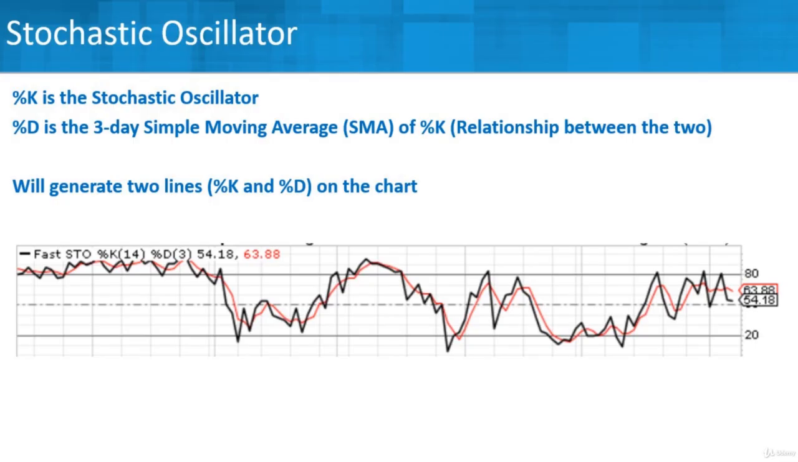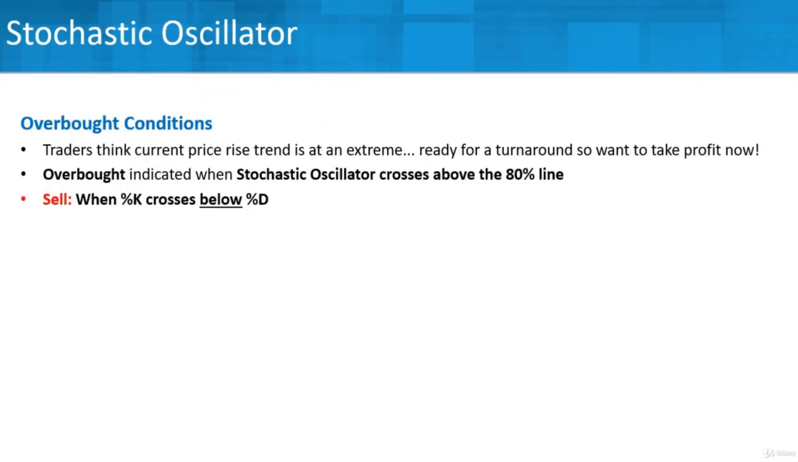Now, how do we use it? Well, here's how you use it, because you're trying to recognize these overbought and oversold conditions. Overbought, traders think the current price rise is an extreme. It's too high. We're ready for a turnaround, and so we want to take our profits now. We're reaching the peak. An overbought condition is indicated when the stochastic oscillator crosses above the 80% line. You're looking for it to be above the 80% line, and you're going to make the sell decision when the percentage K crosses below the percentage D.